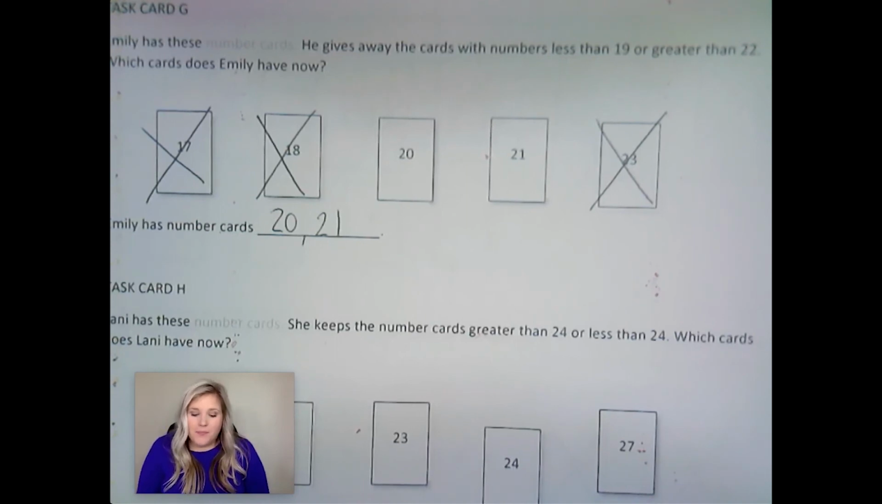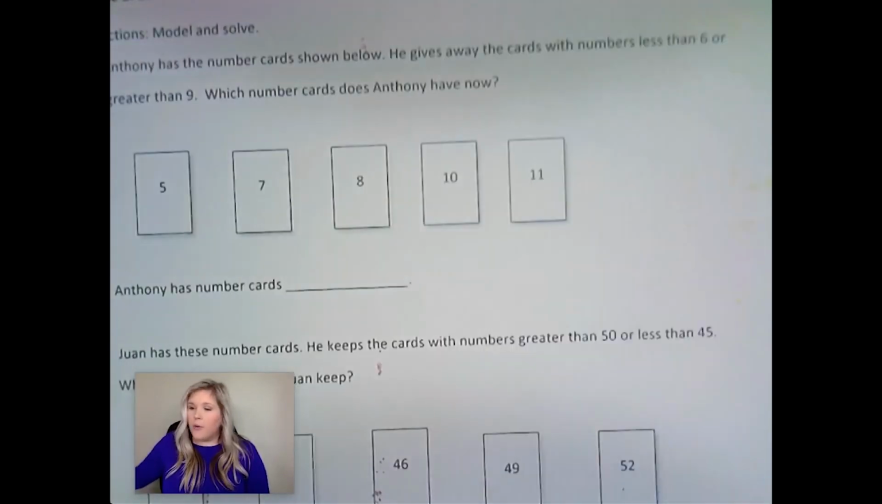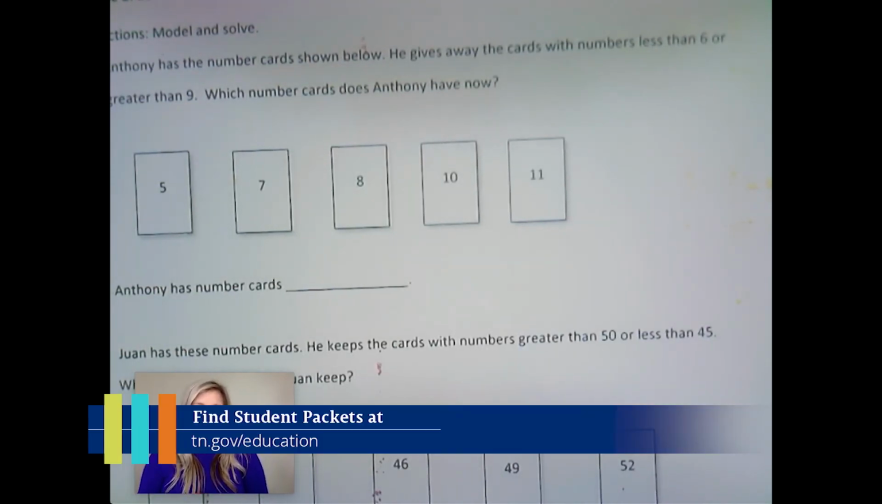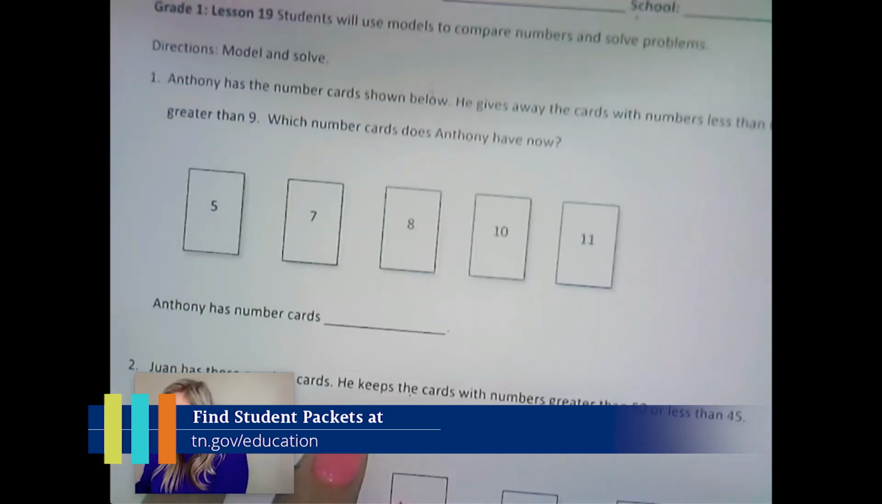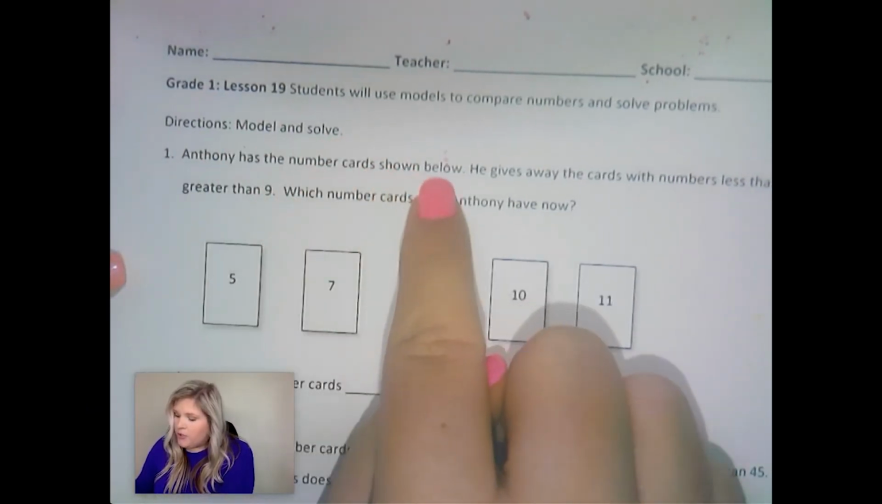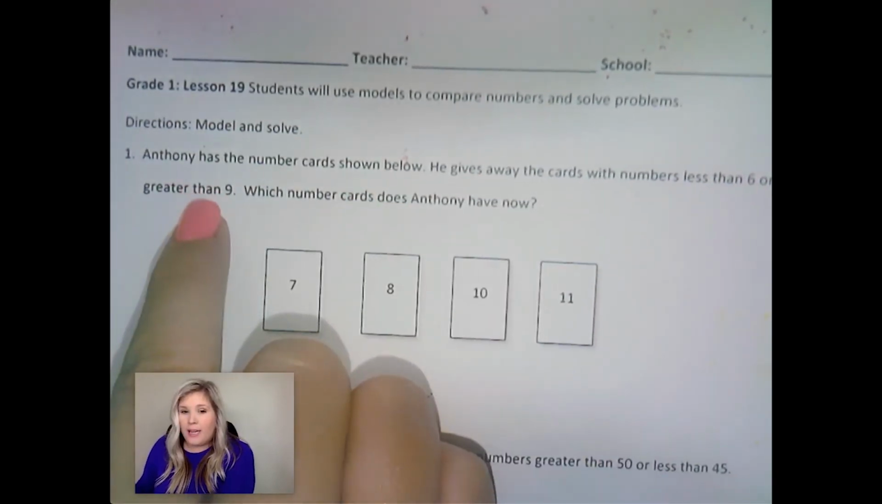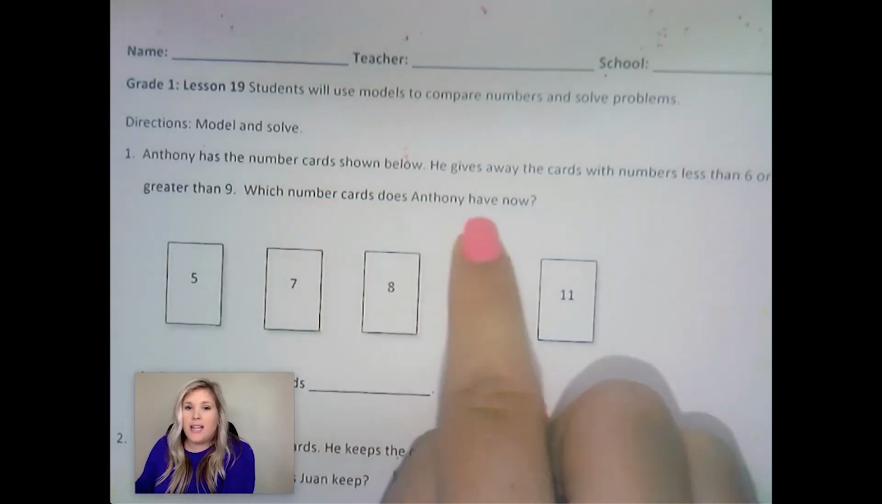Great work. Today we practiced using models to compare numbers and solve problems. You sure did a great job. After the video, you will have some time to practice some tasks on your own. I'm going to read those problems to you now, and you can find those on the website at www.tn.gov/education. Model and solve. Anthony has the number cards shown below. He gives away the cards with numbers less than 6 or greater than 9. Which number cards does Anthony have now?